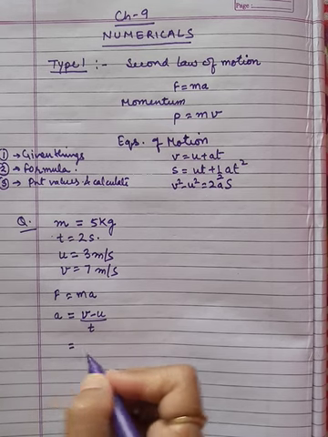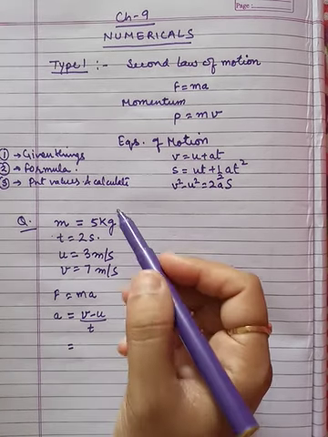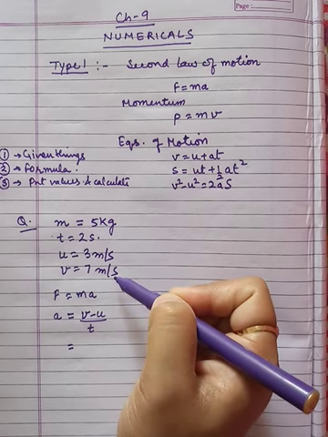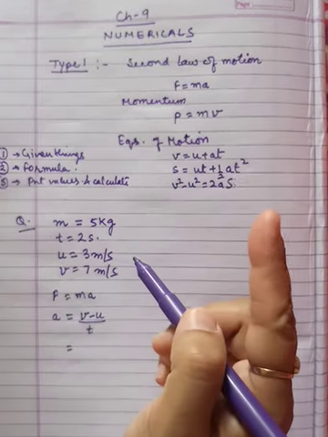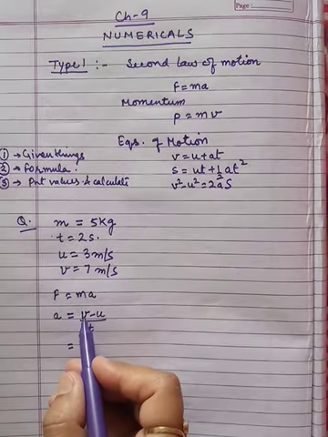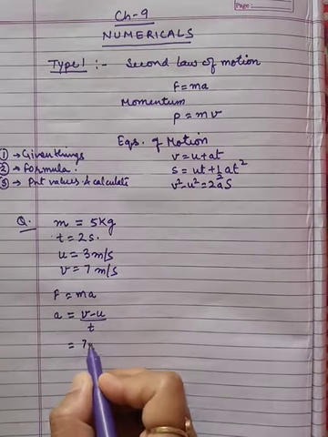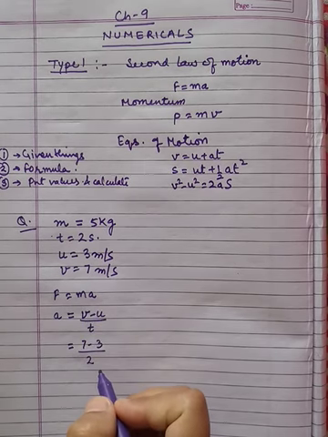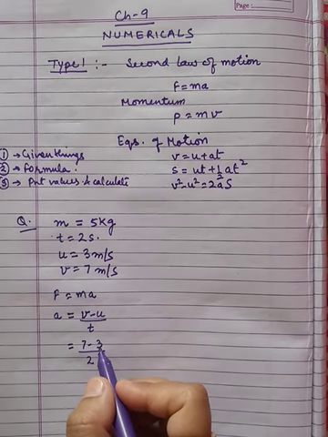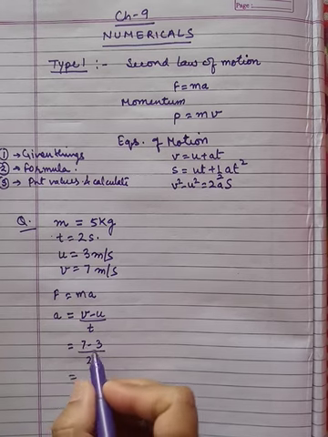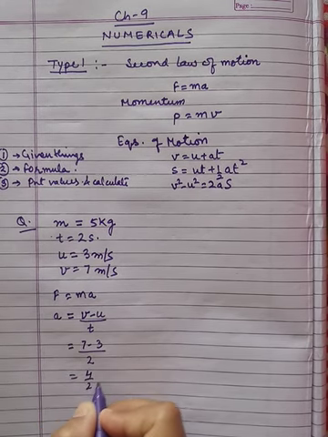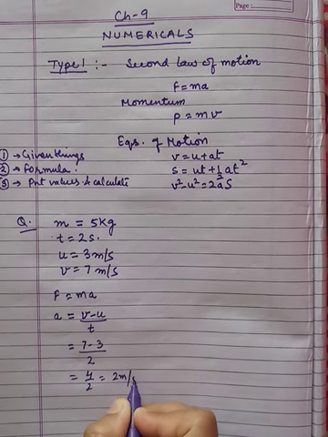Final velocity minus initial velocity. Here we can see that all the things given are in SI units, so there is no need to change any unit. So v is 7, u is 3, t is 2. So what is this? 7 minus 3 is 4, divided by 2, that means 2 meter per second square is the acceleration.